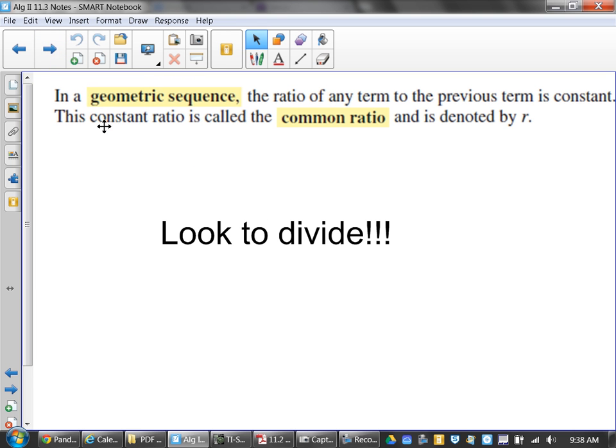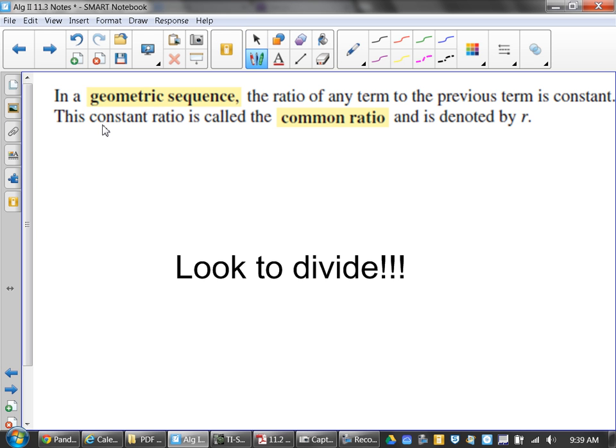For example, like I said, a geometric sequence is nothing more than having a ratio of any term to the previous term that is constant. That's a whole lot of mumbo jumbo for saying you're multiplying or dividing by the same thing each time. Okay? For example, I'll just use the one I have here.